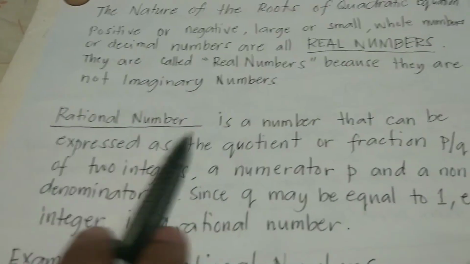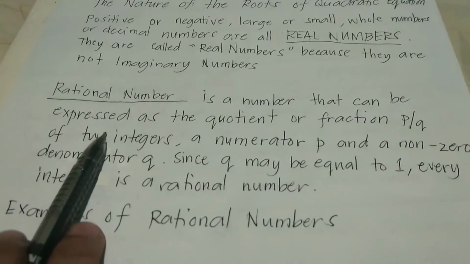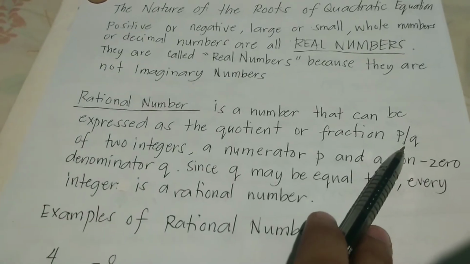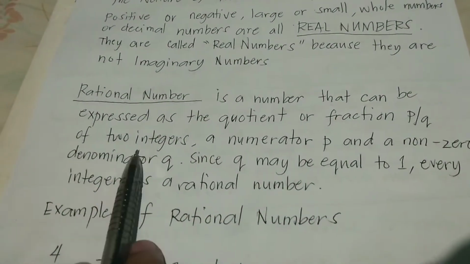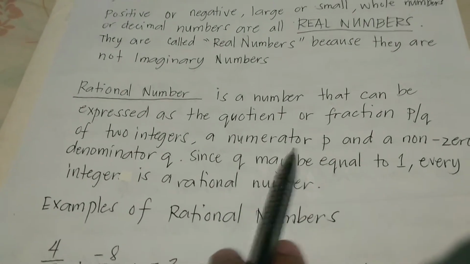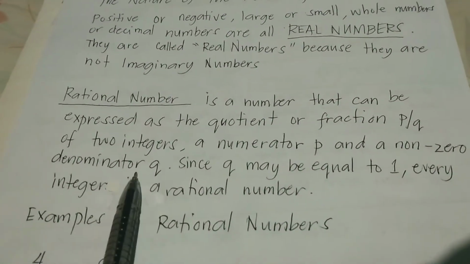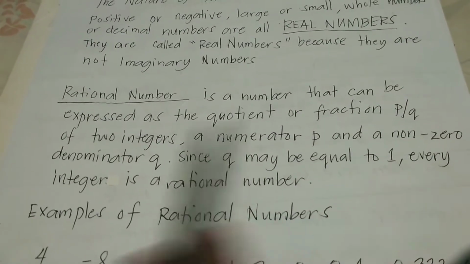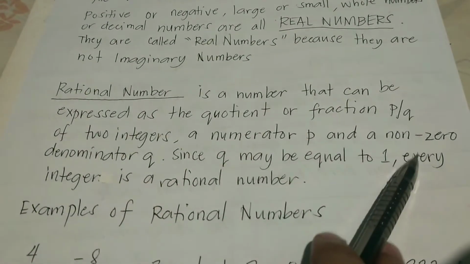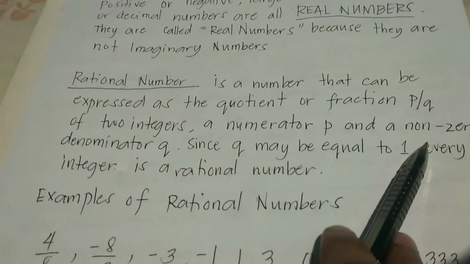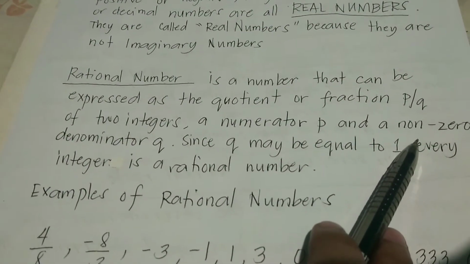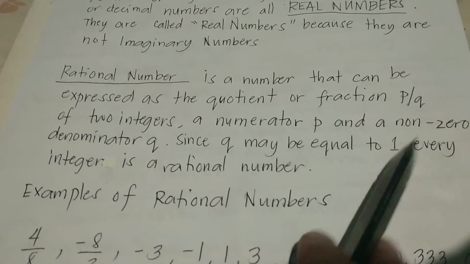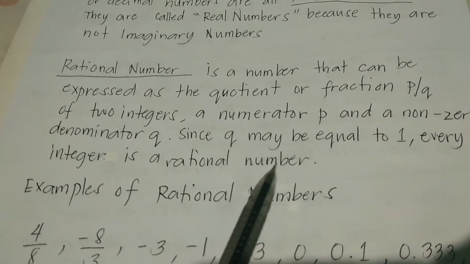A rational number is a number that can be expressed as the quotient or fraction P over Q of two integers, a numerator P and a non-zero denominator Q. Ibig sabihin ng non-zero, hindi zero yung denominator niya, kasi pag zero yung denominator niya, undefined po yun. Since Q may be equal to 1, every integer is a rational number.